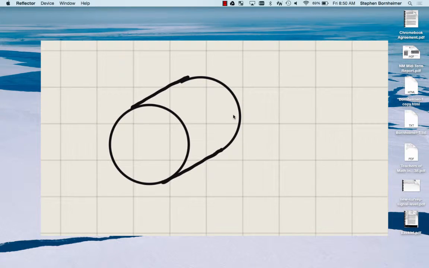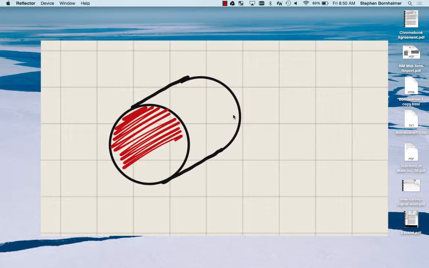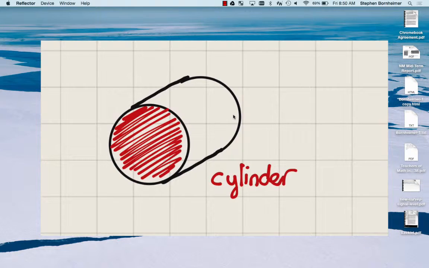You should sometimes maybe even do a little shading just to give it perspective. So it looks something like that. This is a cylinder. I don't think I spelled cylinder right. Is it spelled right? Yes. Okay. My confidence in my spelling is not very good.